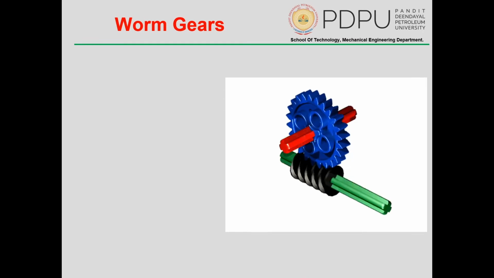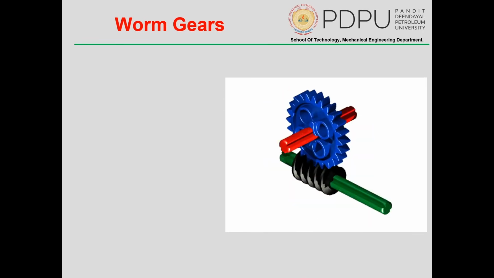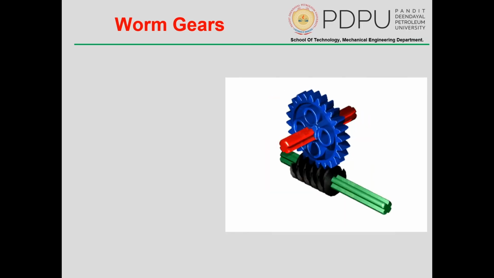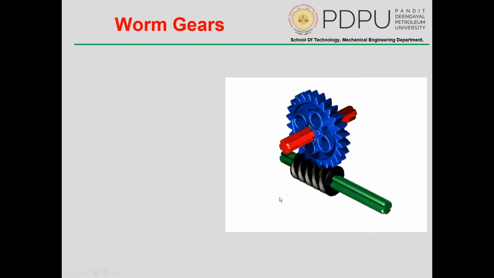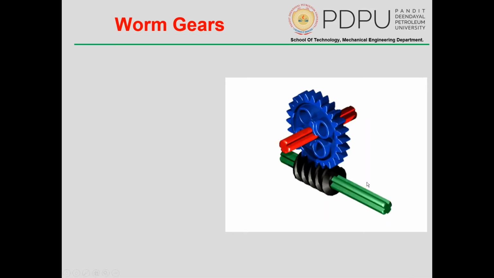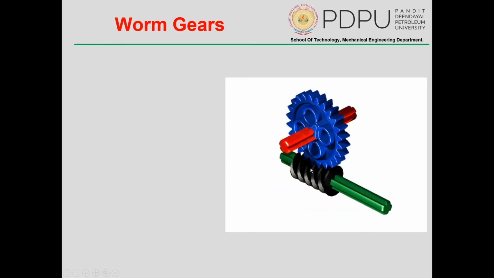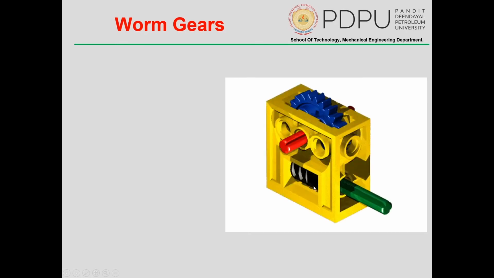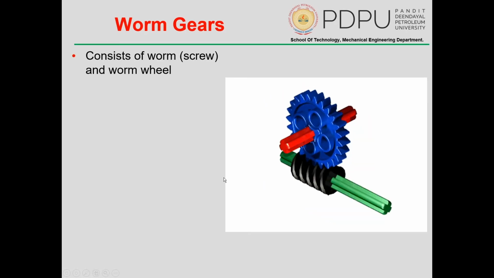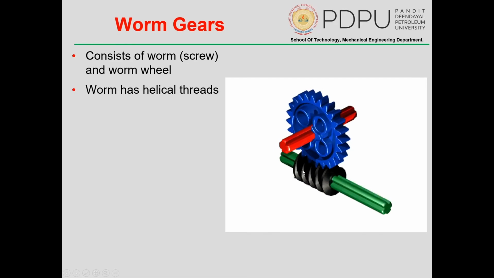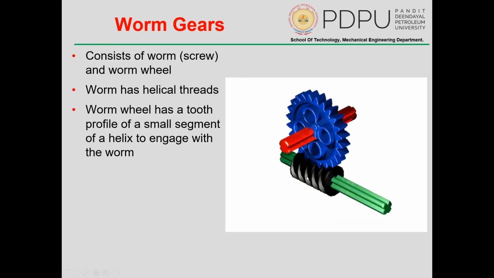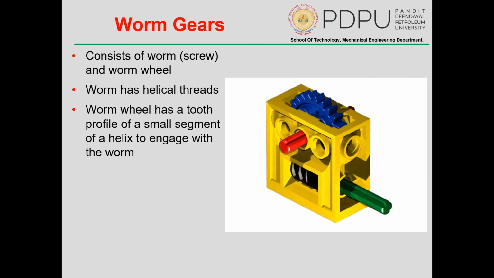This is one example of the worm gear. It is usually used in, for instance, robotic cars: if you open one up, you will find something like this. The motors used in small RC vehicles are not powerful enough to run the device directly, but they have a very high RPM. That high RPM is converted into high torque with the help of this worm gear. It consists of the worm and the worm wheel. The worm has helical threads, and the worm wheel has a tooth profile of a small segment of a helix to engage with the worm.